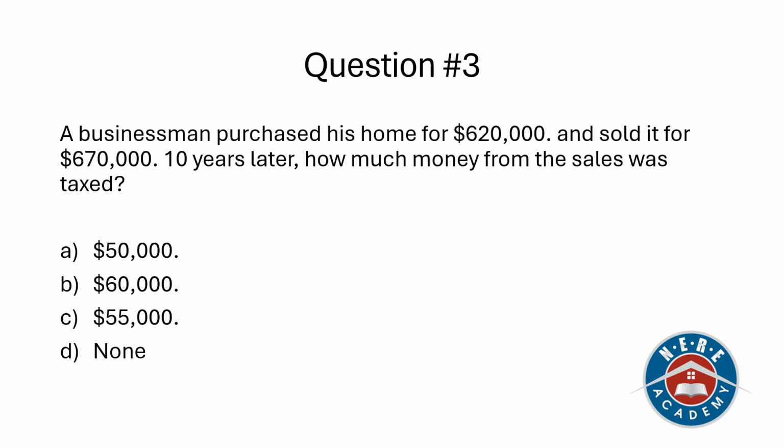Let's look at question number 3. A businessman purchased his home for $620,000 and sold it for $670,000 10 years later. How much from the sales was taxed? Is it A, B, C, or D? Pause your video and figure your answer.